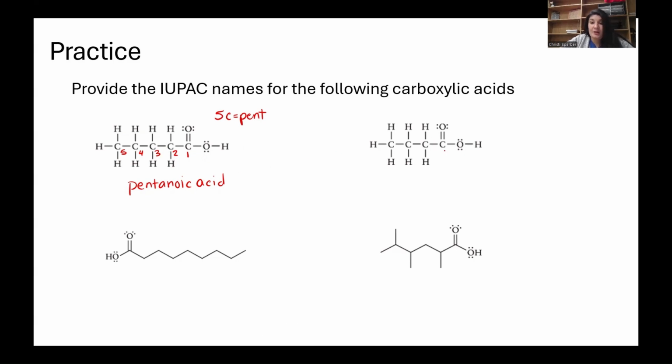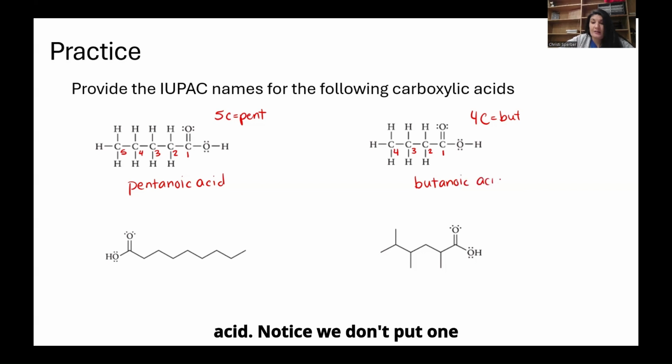For this one, we have carbon number 1, 2, 3, 4. 4 carbons is but. So we have butanoic acid. Notice we don't put 1-butanoic acid. It is always assumed that the carbonyl carbon is at carbon number 1.